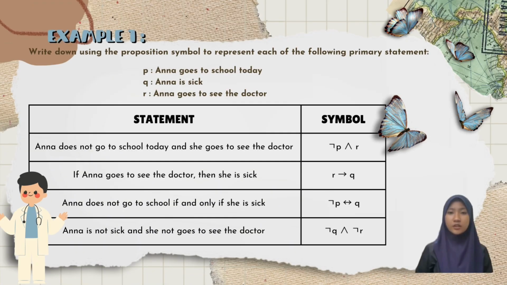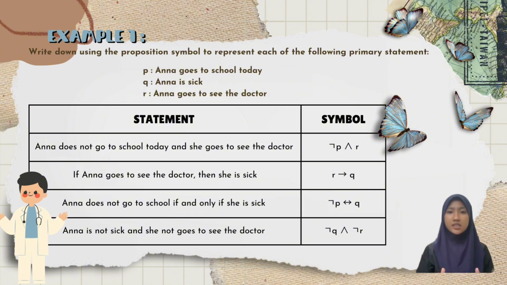This is example 1. The question is: write down, using the proposition symbols, each of the following primary statements. In this question, it gives that P is Anna goes to school today, Q is Anna is sick, and the last one is R, Anna goes to see the doctor. The statement is: Anna does not go to school today and she goes to see the doctor. This statement is a conjunction because it has an "and" in the middle. So the symbol for this statement is not P and R.